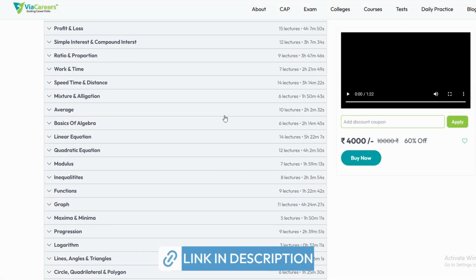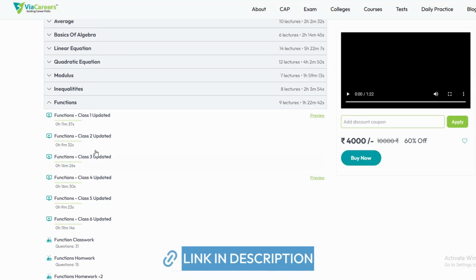I got another question for you. The question is from the topic function. In the function topic, we have discussed a concept called greatest integer and smallest integer. So we are going to solve a question on that particular concept.